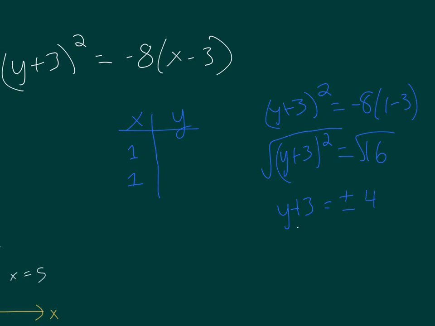Subtract 3 on both sides. Wow, those are some bad 3's. Okay, so that means you have y equals, okay, positive 4 take away 3 would be 1. And then if you did negative 4 take away 3, that would get you a -7. Okay, we've got 2 points we can graph. Let's go do that and make our parabola.